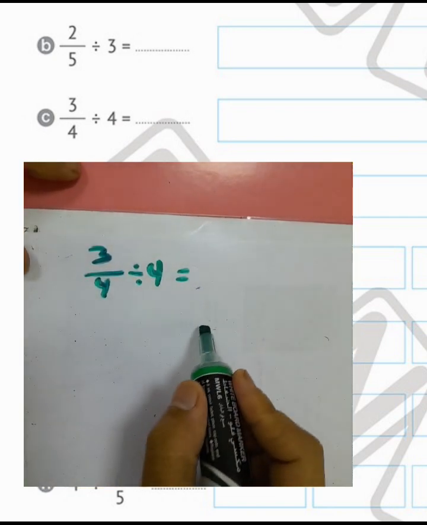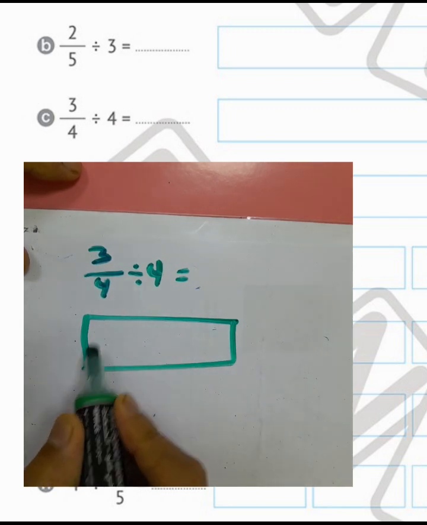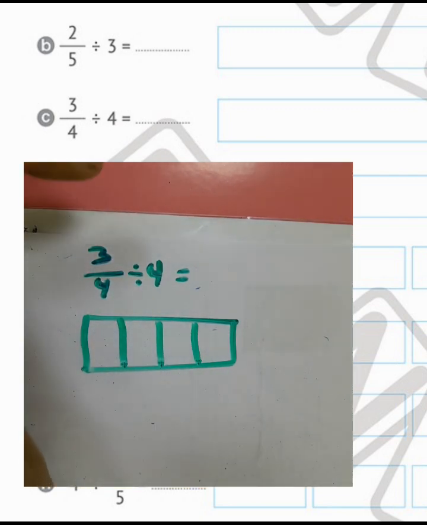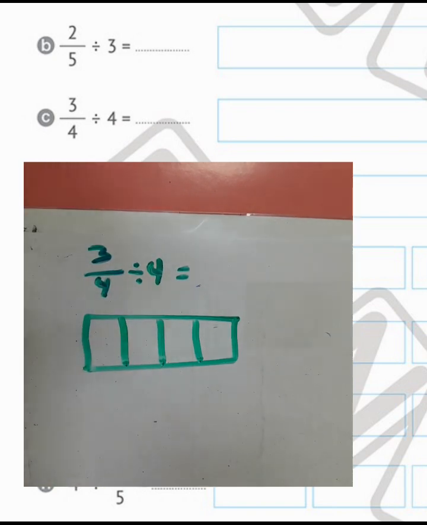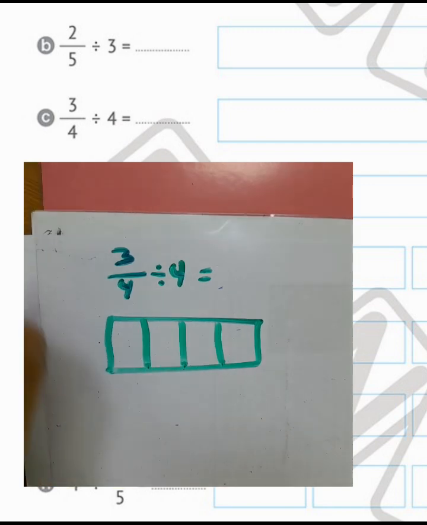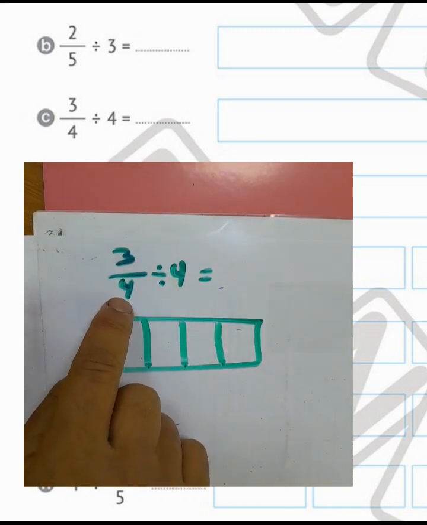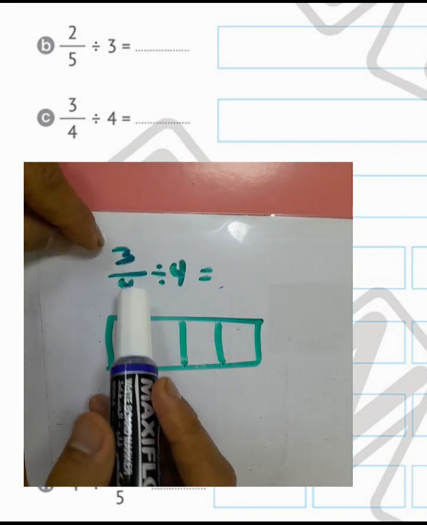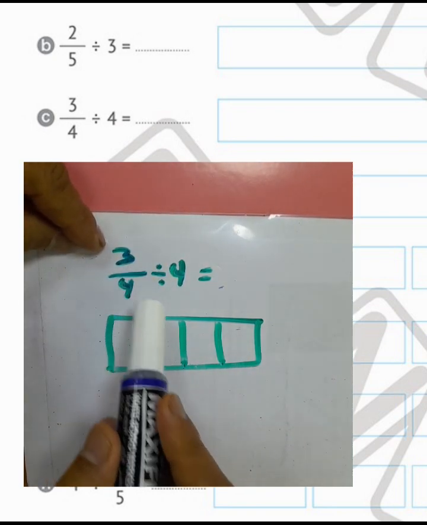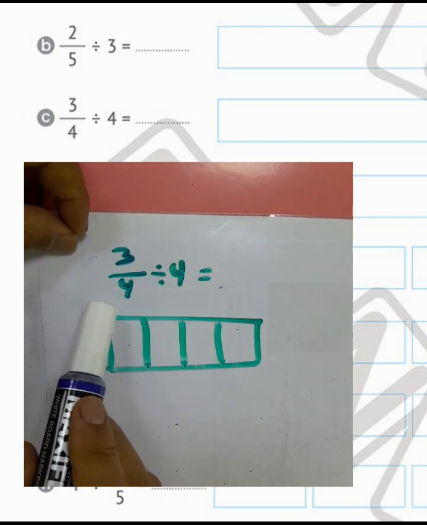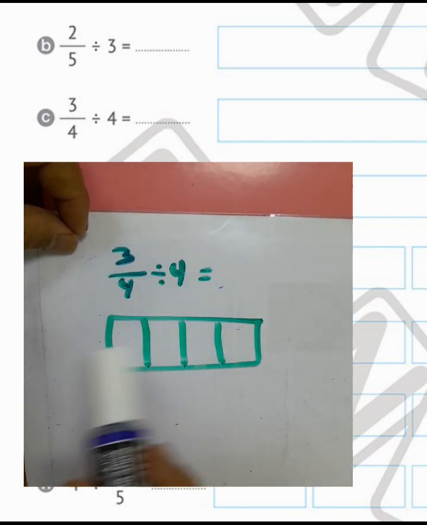First step, we will draw one model and divide it into 4 parts. 1, 2, 3, and 4. And we will divide each part of the 4 parts into 4 parts. Look here, 3 over 4 divided by 4. The result will be what? 3 over 4 multiplied by 1 over 4. The result will be 3 over 16.